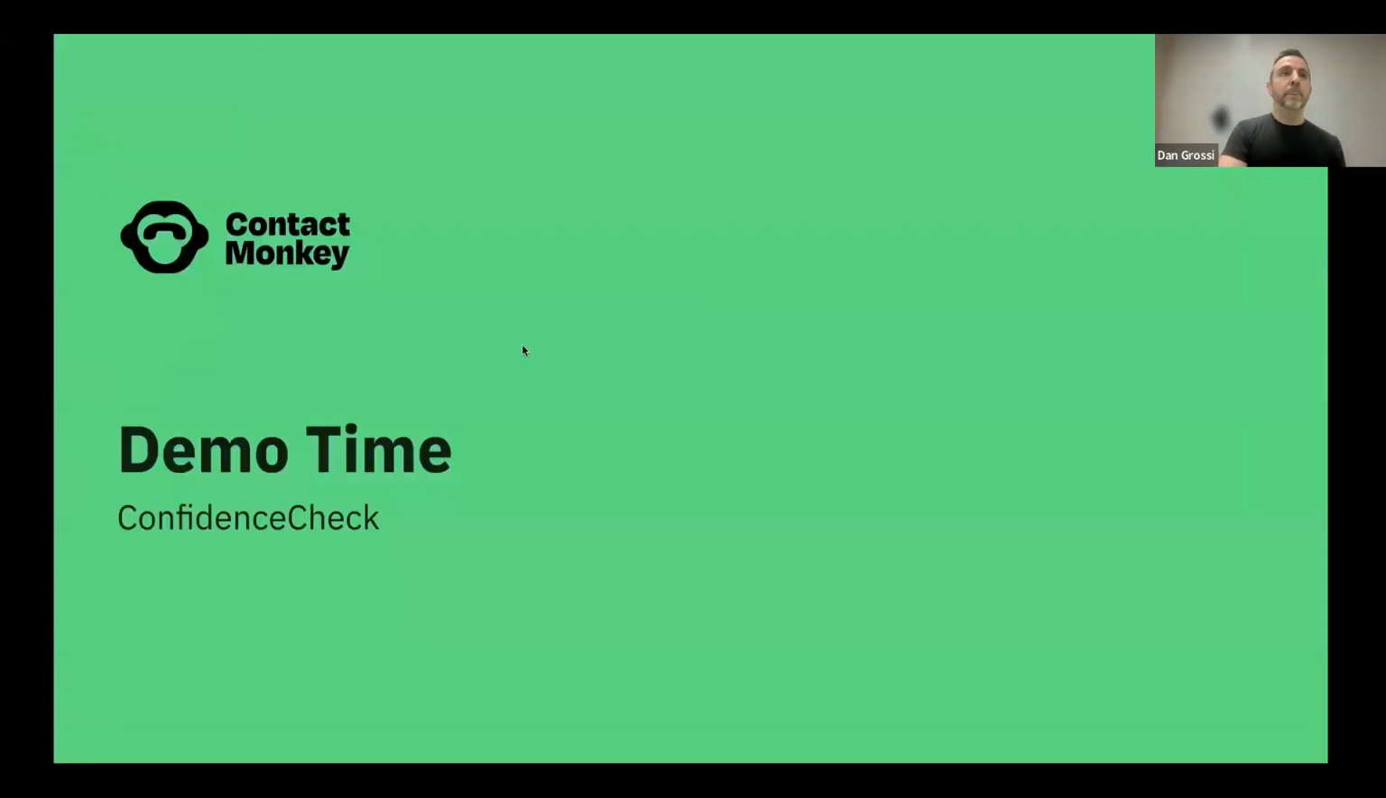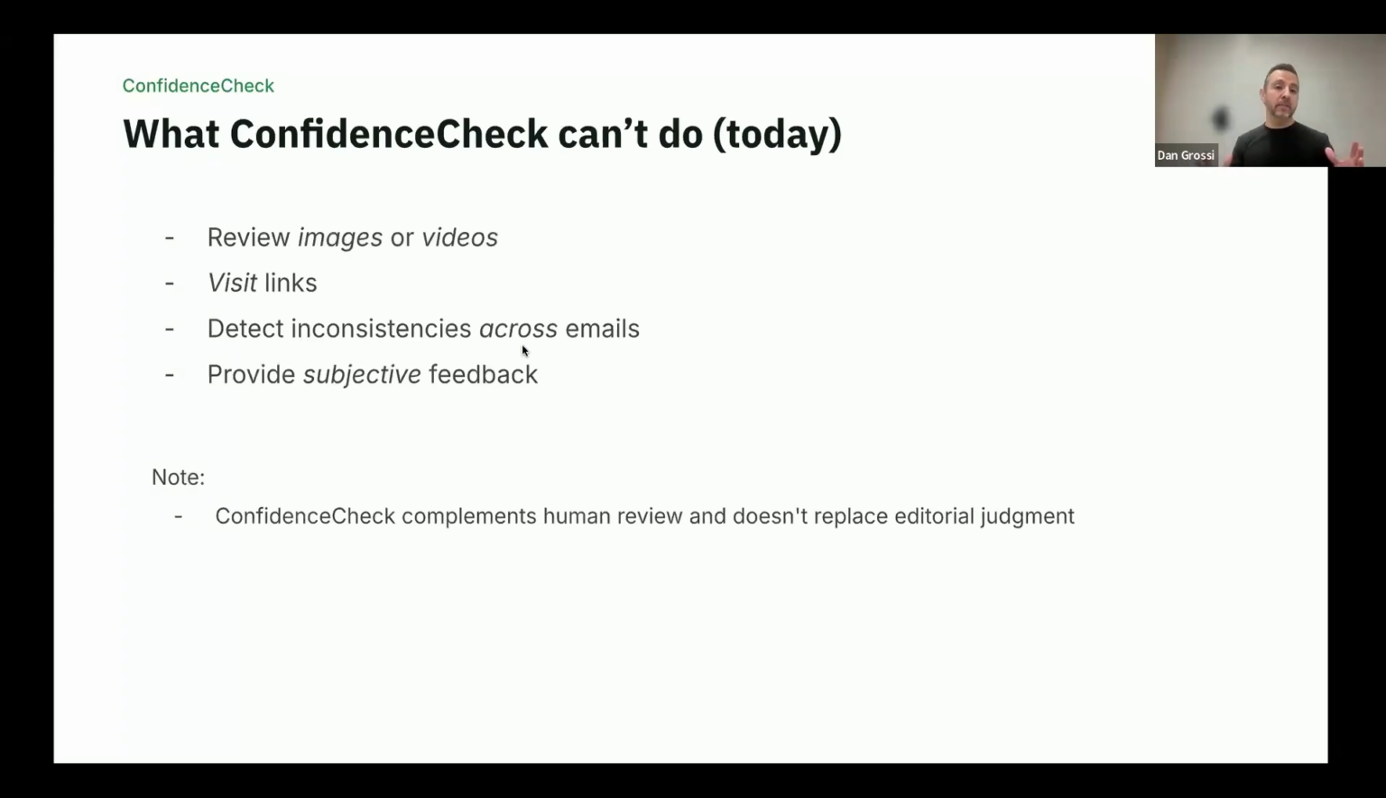So that's our demo. Now that we saw all the great things that ConfidenceCheck can do today, just a call out for full transparency, to kind of set expectations, just some call outs on what it can't do yet, at least. So it's not processing any images or videos today. It's also not visiting links. So when we do the link validity checking, today we're looking at the URL itself, and we're not actually visiting the page and doing kind of a full scan of the content there.